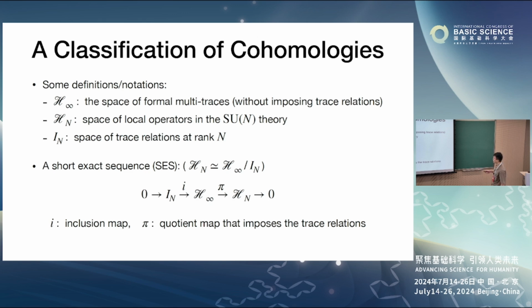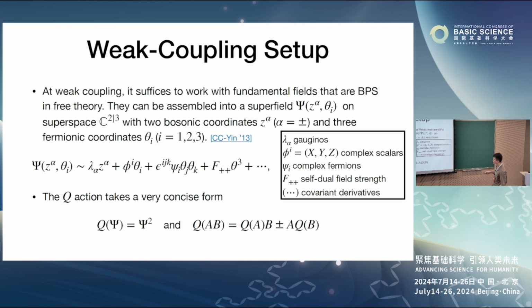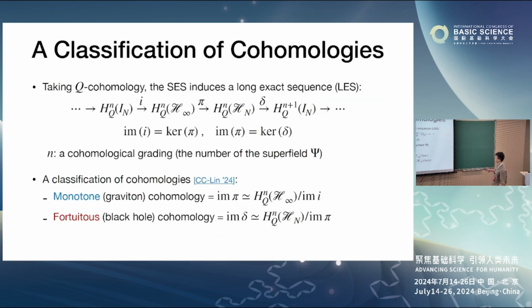Now we can take the cohomology of this short exact sequence and get the long exact sequence. So we have the induced inclusion map, quotient map, and also this new map, delta. And this sequence is exact. That means the image of I is the kernel of pi, and the image of pi is the kernel of delta. And this N is just a cohomological grading that basically gives you the number of superfield psi. Because from the previous relation, Q acting on psi gives you psi squared, you know that Q increases the number of psi, so you can use the number of psi to grade the cohomology.